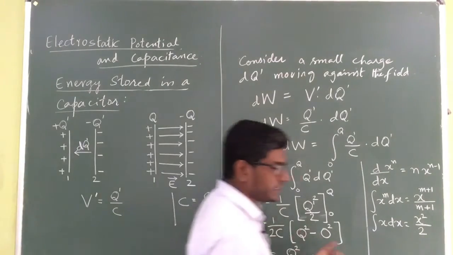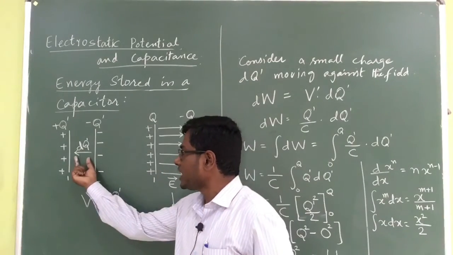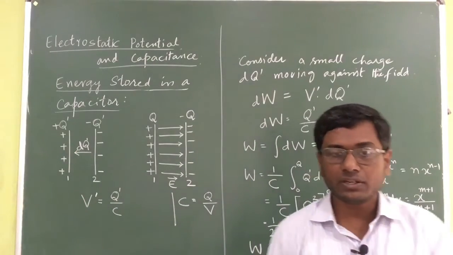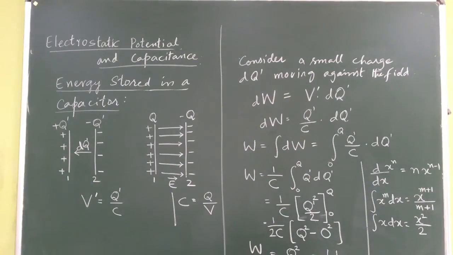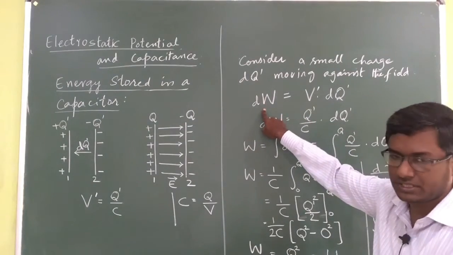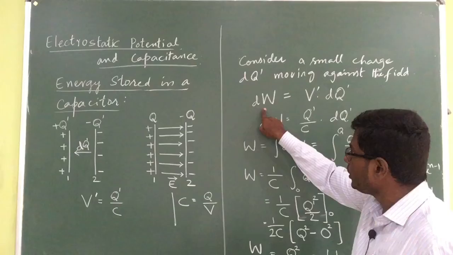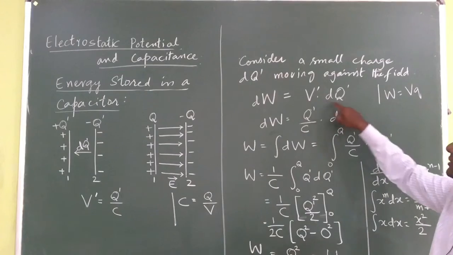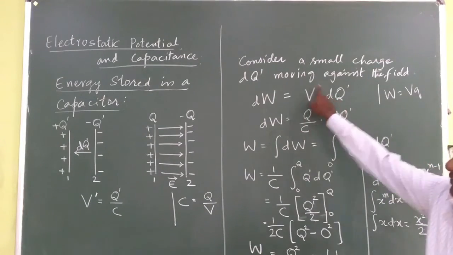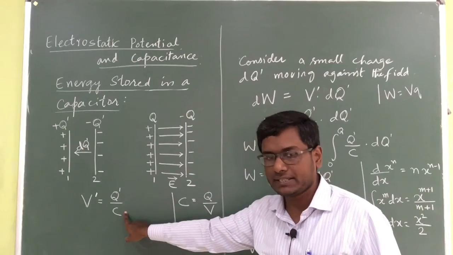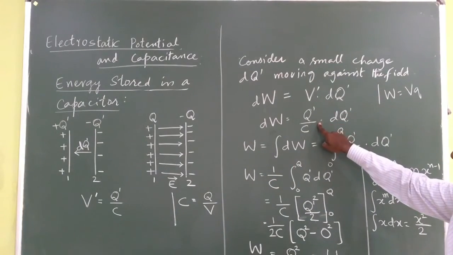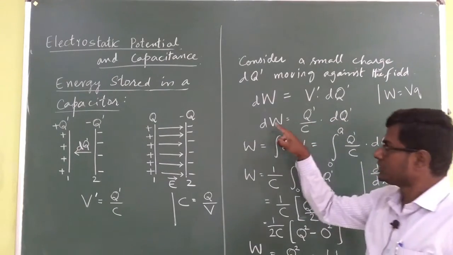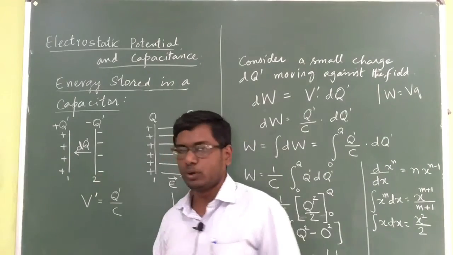Then what we are doing here, we are moving a small amount of charge, that is dq dash, from the negative plate towards the positive plate, and we are doing it against the field, so we are doing the work. So we get this equation: because it is a small charge, we get a small work, dW equals V dash into dq dash. In this equation, V dash we already have as Q dash by C. So when I substitute that, I get dW equal to Q dash by C into dq dash. And this was the situation when we were moving only a small amount of charge.